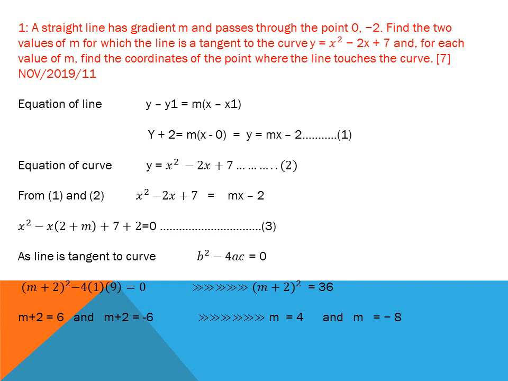I have already described in the formula, when the line is tangent to the curve, then b squared minus 4ac is equal to 0.